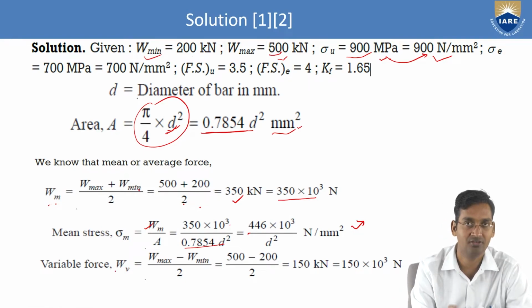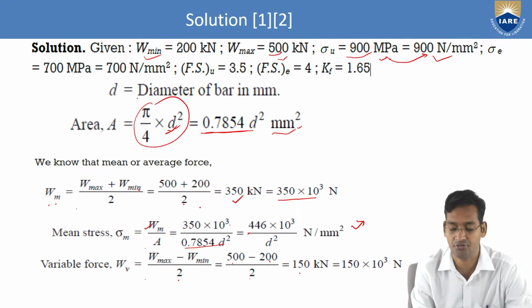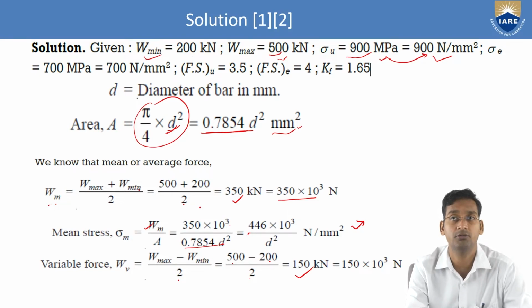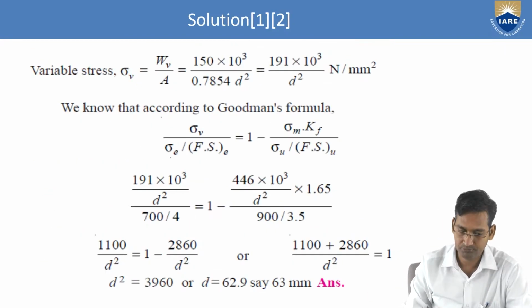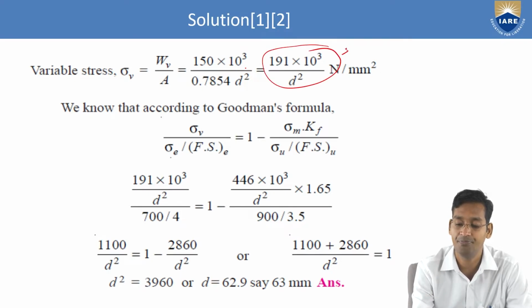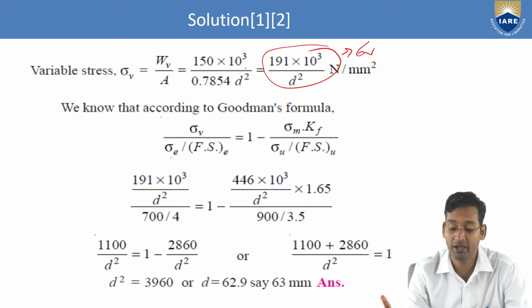Now the variable force, the amplitude one, that is W max minus W min by 2. So W max 500, W min 200, by 2. After solving this, you will get 150 kilonewton, which is 150 into 10 to the power 3 Newton. So variable stress will be what? Because we found the variable load, variable stress is WV by A. WV we got 150 into 10 to the power 3 divided by 0.7854 d square. So now you have sigma V, the variable stress.